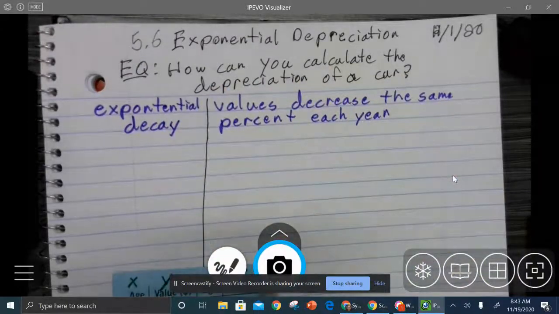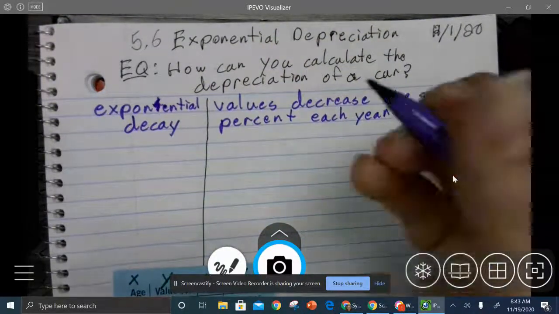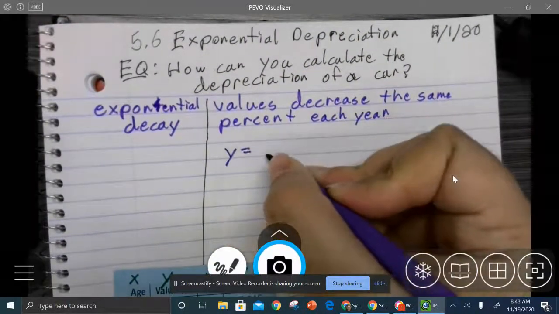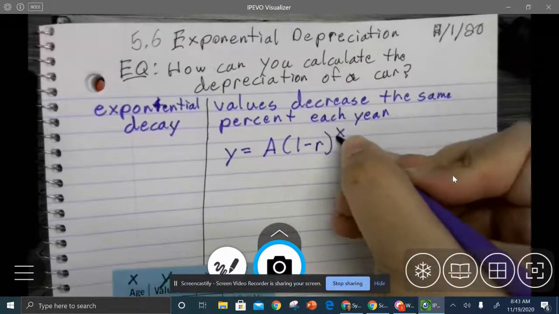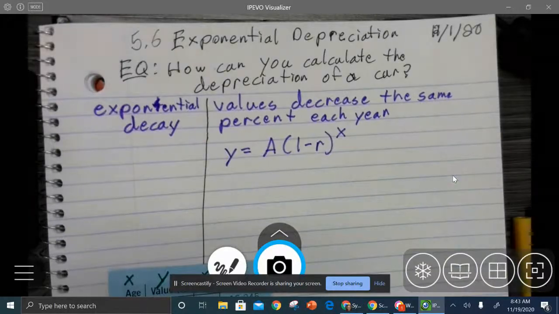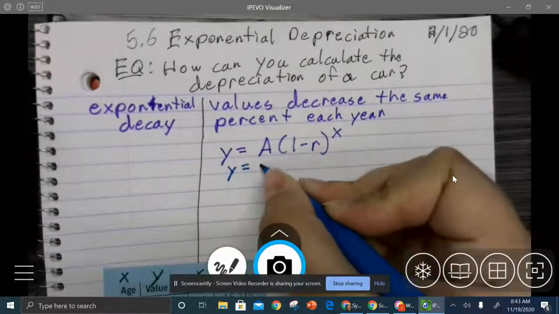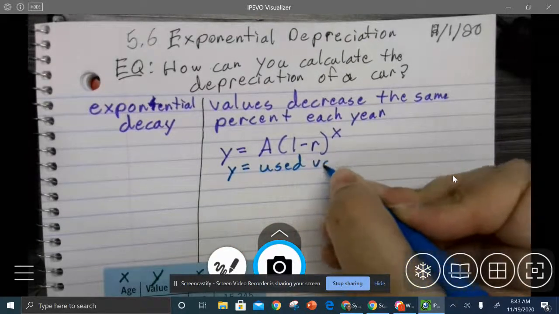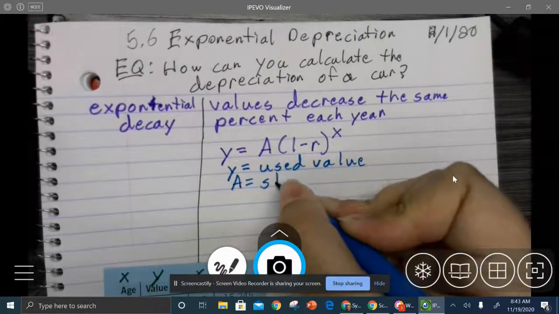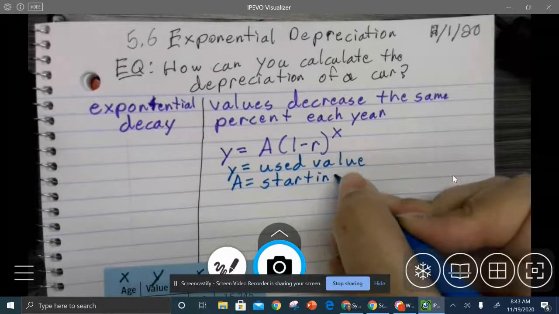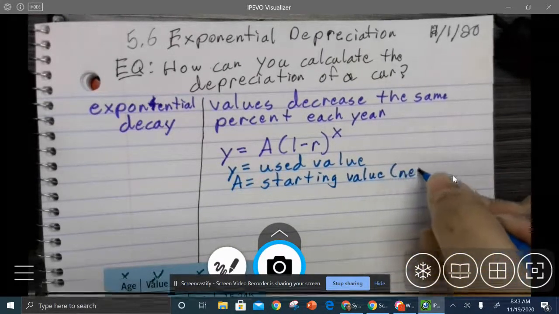Okay, so let me see if I spell this right. Exponential decay. Our formula is y is equal to a times 1 minus the rate, raised to the x. So just to get some things for you to figure out with this: y is the used value, so the depreciated value. A is the starting value. So it could be the value if you bought a used car, or the value when it's new.